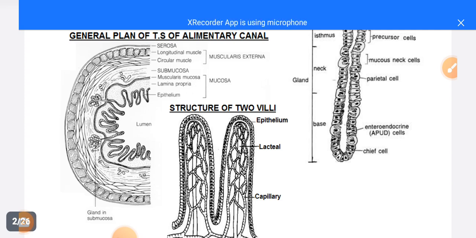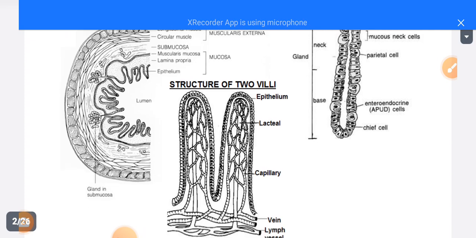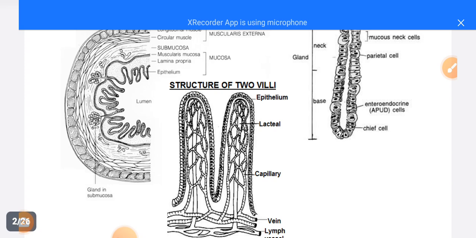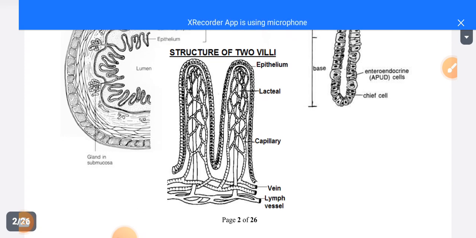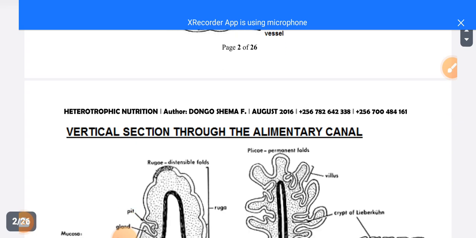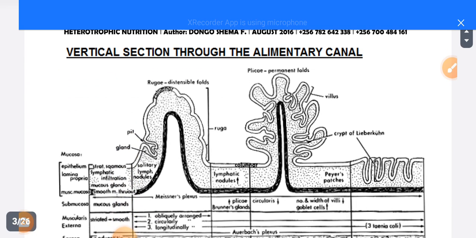Here we have the longitudinal muscle and the circular muscle. We also have the submucosa region, or the mucosa region, where we find the muscularis mucosa, the lamina propria, the epithelium. You can look at the center of the alimentary canal. We have the lumen. You can look at the gland in the submucosa down here. We shall look at those as we continue. Then you can also look at the structure of the villi. We looked at this at O level, so I will not spend much time on these structures. Now you can go ahead and look at the vertical section through the alimentary canal.